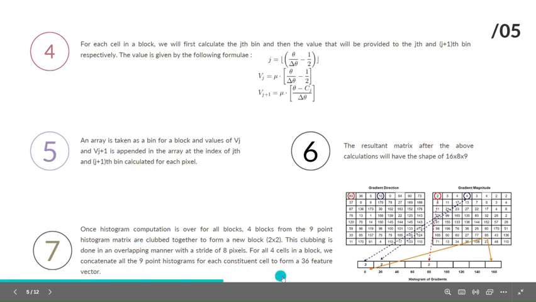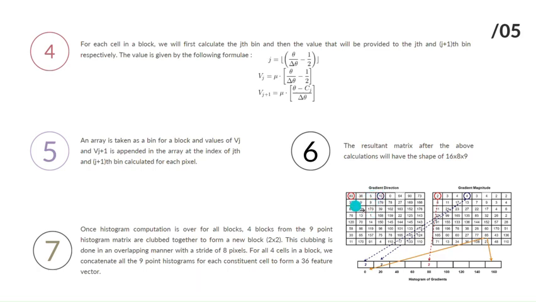In the seventh step, if we consider this image, the stride consists of 8 pixels. Each block consists of 4 cells, which is a 2 by 2 structure. To create the feature vector for a block, you concatenate the 9-bin histograms for each of the cells, resulting in a 36-element feature vector for each block.